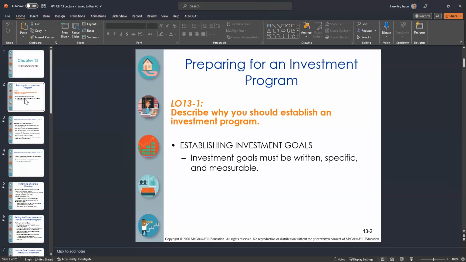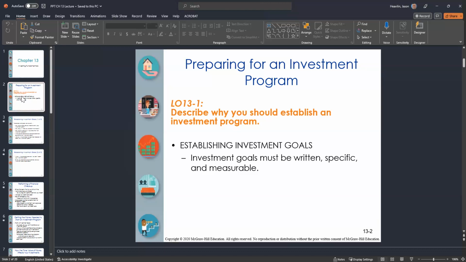So first you need to establish your investment goals. You want to write them down or type them, however you want to do it, but the point is, you want to have it somewhere in writing. They need to be specific and measurable. You can't just say, I want to be a millionaire. You could argue that that means $1 million, but it could mean a lot of different things.